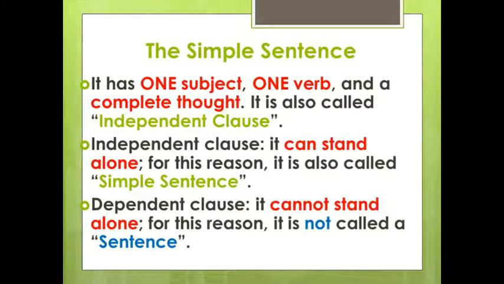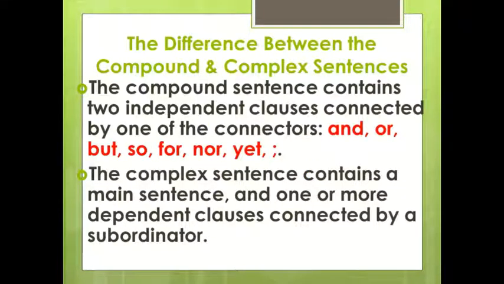Dependent clause cannot stand alone. For this reason, it is not called a sentence. The difference between the compound and complex sentences. As we have seen in part number 2, the compound sentence contains two independent clauses connected by one of the connectors and, or, but, so, for, nor, yet, and the semicolon. So, in the compound sentence, we have two simple sentences connected to each other by one of these connectors.